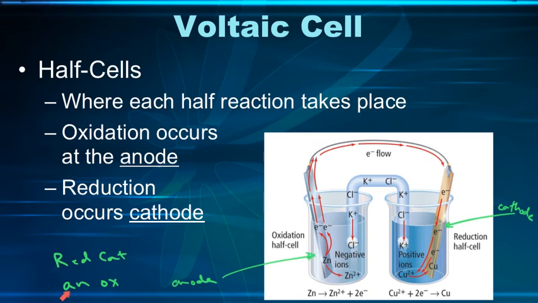Okay, so there's a couple of helpful devices to help you remember which is which. You have LEO says GER to figure out what's oxidation and what's reduction, and red cat and an ox to determine which thing is the anode and which thing is the cathode.